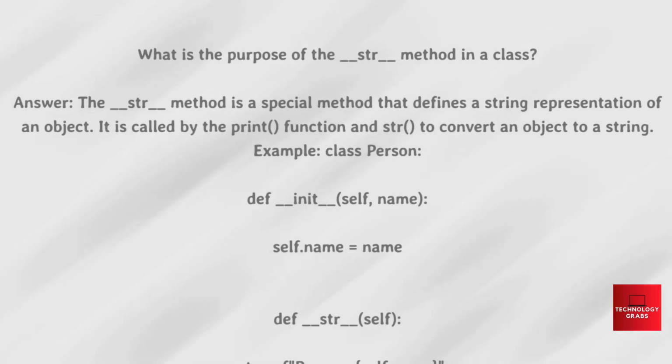What is the purpose of the __str__ method in a class? Answer: the __str__ method is a special method that defines a string representation of an object. It is called by the print function and str to convert an object to a string. Example: class Person, def __init__(self, name): self.name = name, def __str__(self): return f"Person: {self.name}".